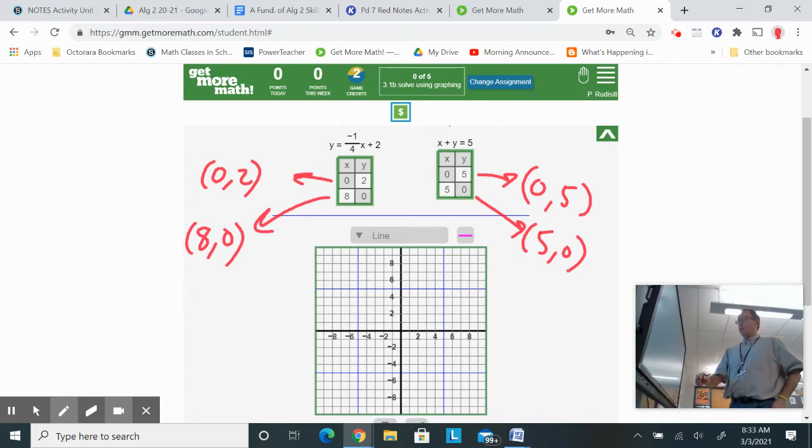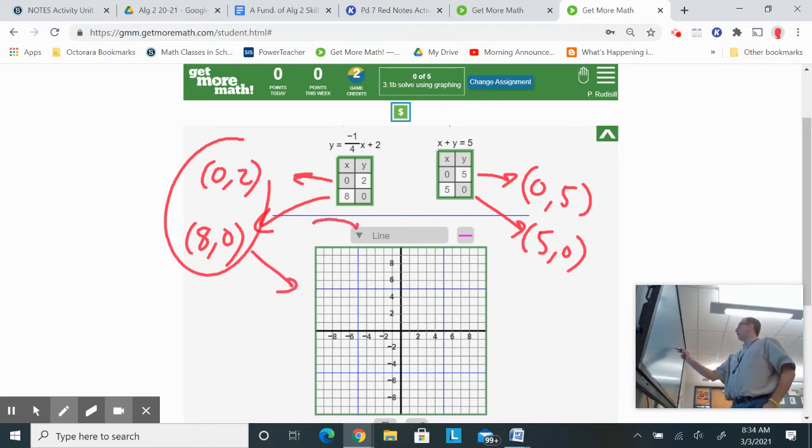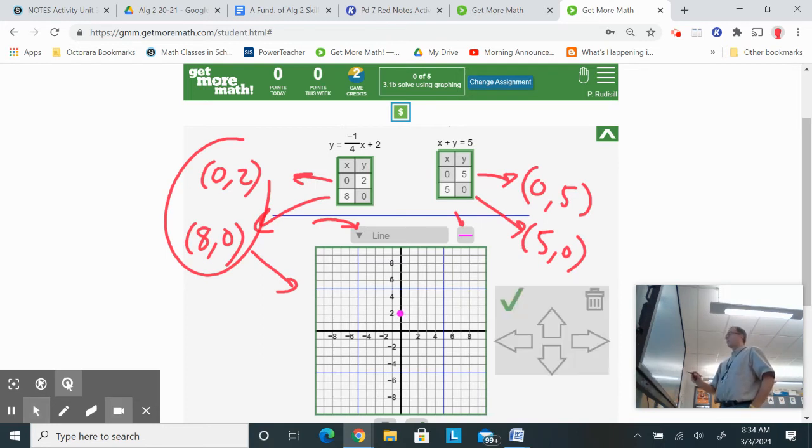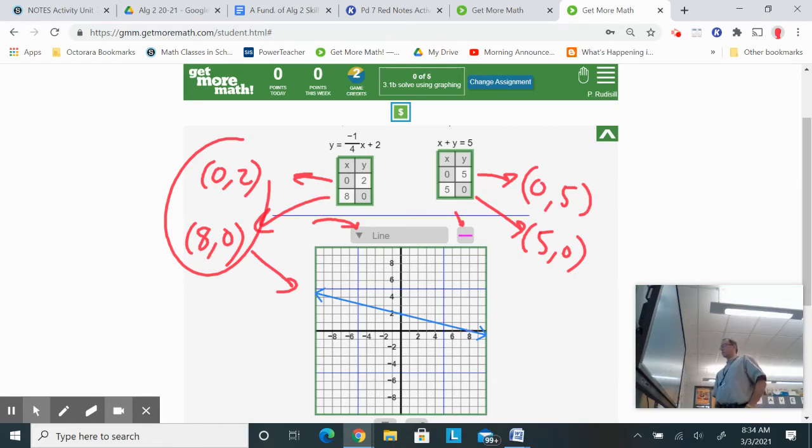Now I'm going to graph each one of those. I'll start with the ordered pairs here. I'm going to graph each point. Make sure that the line is solid. So let's grab my pointer here. I need 0, 2: x is 0, y is 2. That's the first ordered pair. And 8, 0: x is 8, y is 0. That puts in my line for the first equation. I'm going to hit the green check.